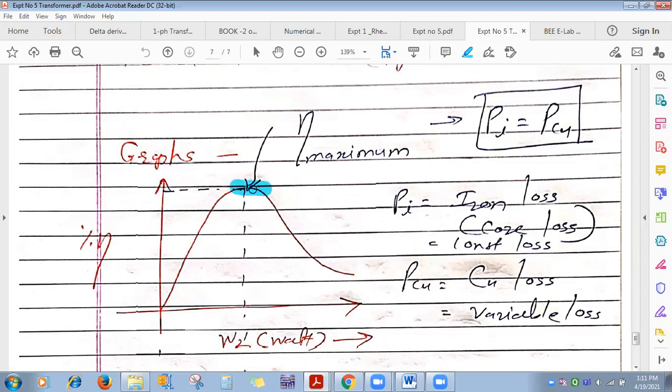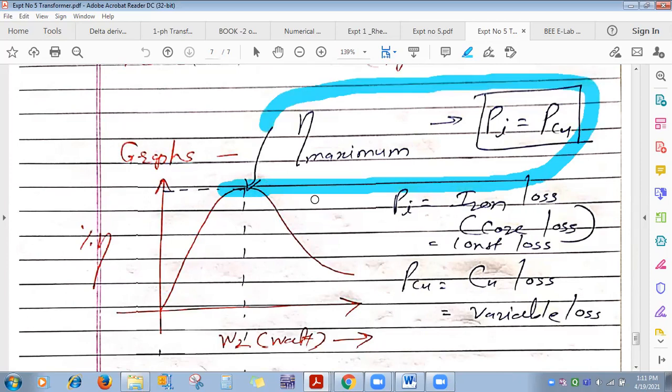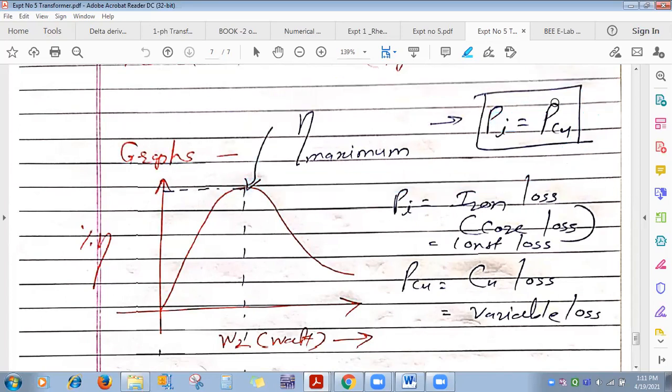What is the condition at maximum efficiency? MCQ question. What is the condition at maximum efficiency? Iron loss is equal to copper loss. Its derivation you will find in BL Thareja, not included in your syllabus, so take directly the condition. What they have done in that derivation: the formula for efficiency is output by input, and input is output plus losses. Using this formula, take the derivative of efficiency with respect to I2. Along with this, W2 is nothing but I2 you can consider.